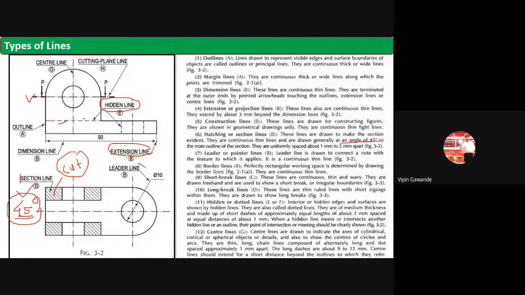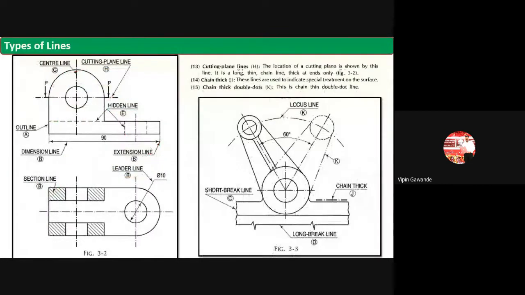Leader line is used for showing the dimension, or they will just give you a line like this and ask which type of line it is. So this is a leader line. Then they will give you something like this. Which type of line is there? So this is the center line. Then they will give you this type of line, this is a cutting plane line. They will ask such questions in the examination. Okay, so you have to remember all these types of lines.